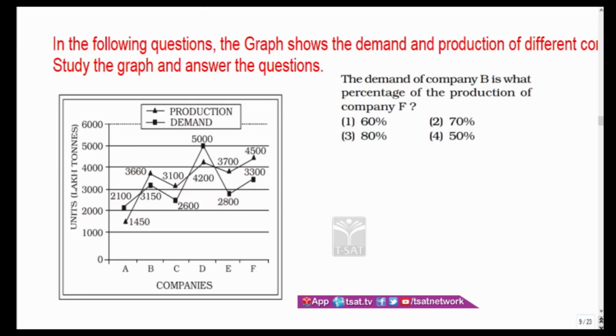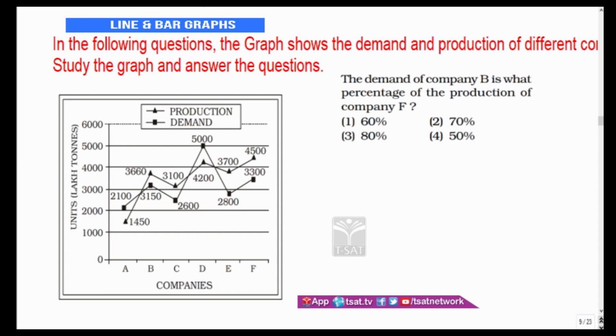Now these are the different companies given. Look at the companies A, B, C, D, E, F. There are 6 companies given on the x-axis. On the y-axis, units in lakh tons, 1000, 2000, 3000, 4000, 5000 and 6000 are given. Now the production is represented by a triangle symbol and the demand is represented by a square symbol there. Now A, B, C, D, E, F.